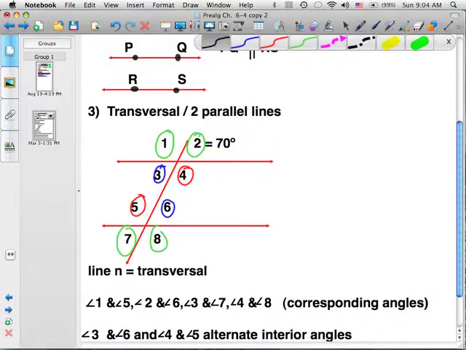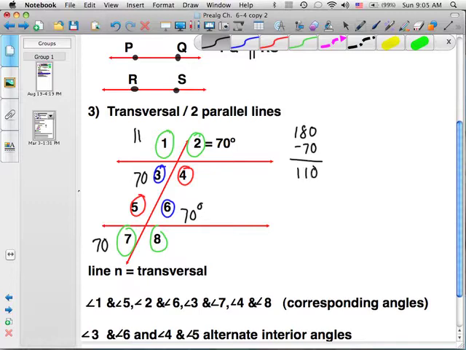2 is 70, therefore by alternate exterior angles I know that 7 is 70. And I know that 3 is 70 because they're vertical angles, and I know 6 is 70. So I think I found all the 70s. And I need to find 1, and I know this is a straight line, so 180 minus 70. Those are supplementary angles, is 110.